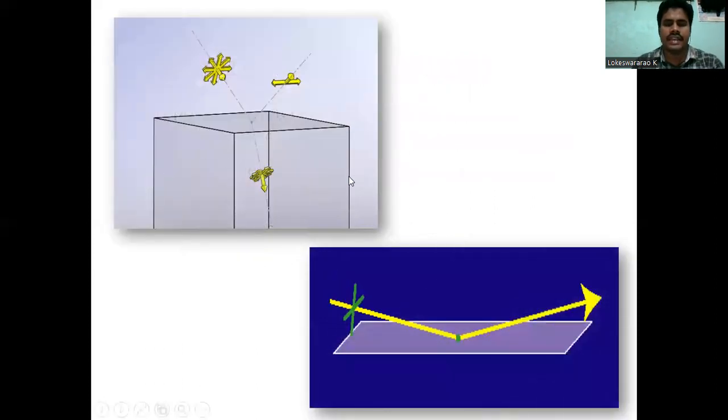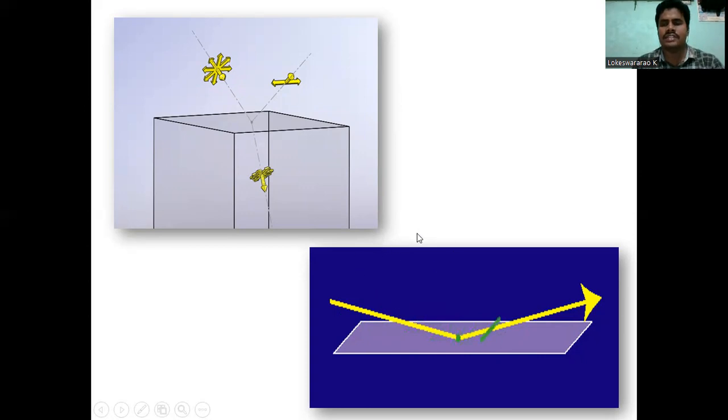We can see this diagram. Here we are incidenting an unpolarized light on the glass surface. The reflected light consists of only single vibration. You can observe here the incident and reflected light consists of only one single line. Single line means single vibration.